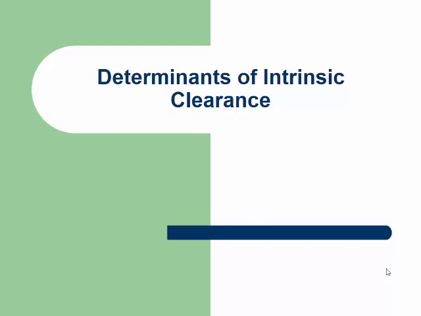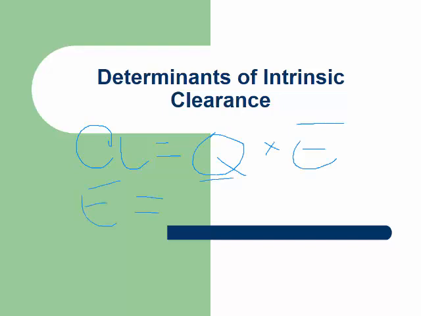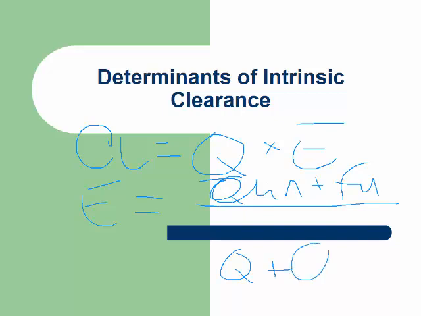Now, your extraction ratio is a little harder. So what determines extraction ratio? Well, we went through that in the last slide group. I should be writing this down. I'm going to do that. So clearance is equal to Q times E. So we kind of get what Q is about. But what's E about? Well, E is equal to intrinsic clearance times fraction unbound all over Q plus intrinsic clearance times fraction unbound.